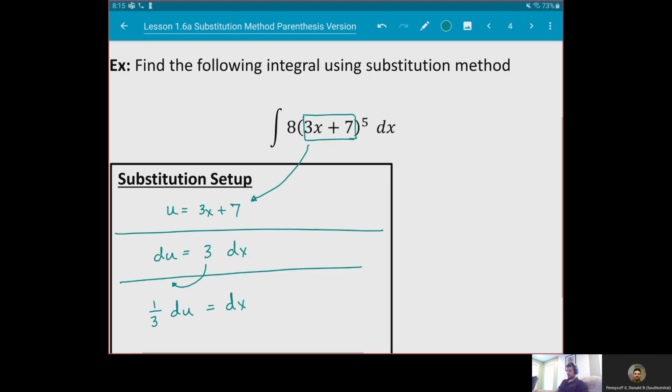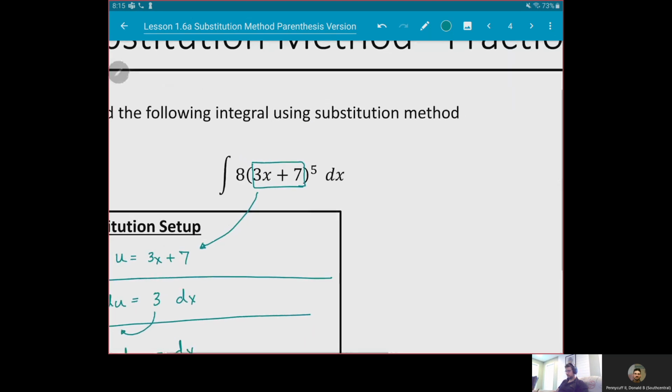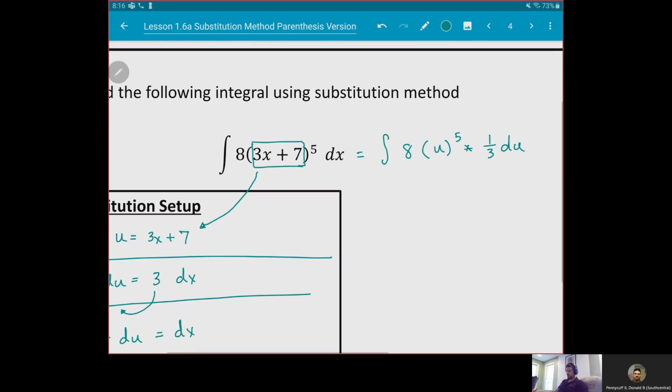You have to be very careful, methodical. And so now I can replace everything. And so this will be the integral of 8 times u to the 5th power times 1/3 du. So remember, if it's multiplication, you can yank that outside, so that 8 is going to go outside, the 1/3 is going to go outside. So this will give me 8/3 times the integral of u to the 5th power du.